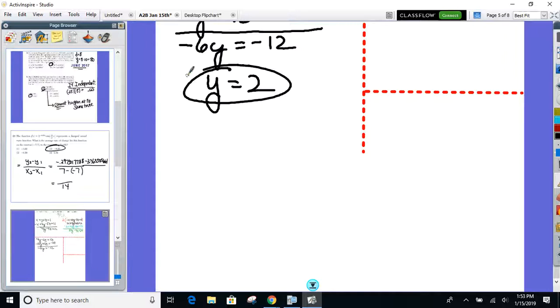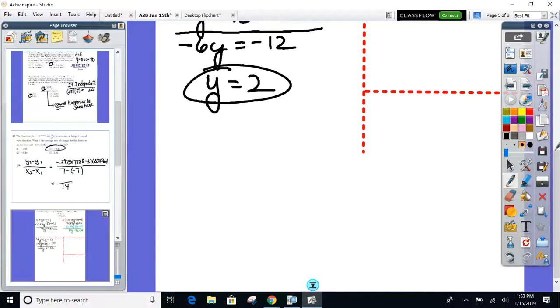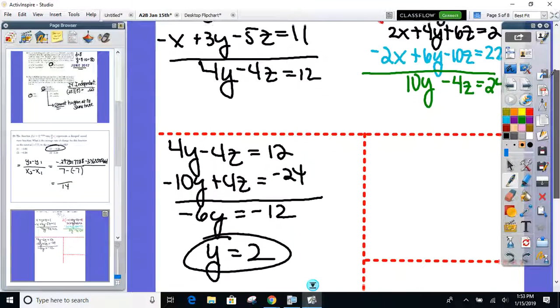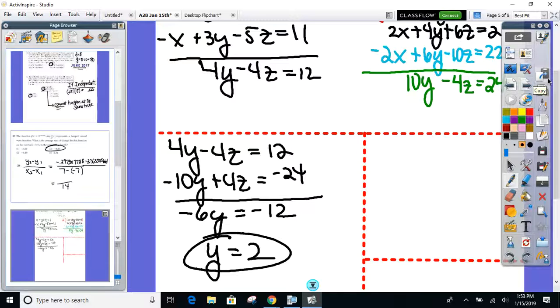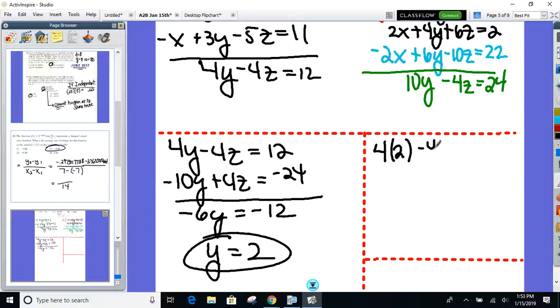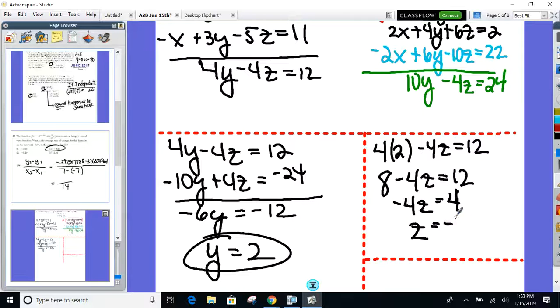All right. What can I do now to find another variable? Yep, plug y into any of the original ones, right? So 4 times 2 minus 4z equals 12. 8 minus 4z equals 12. Let's see, negative 4z. Oh, look at that. Again, it's going to happen. Z equals negative 1.